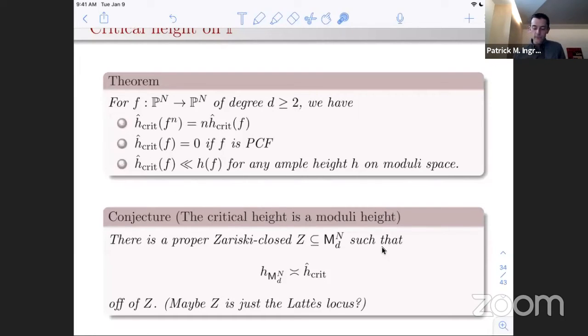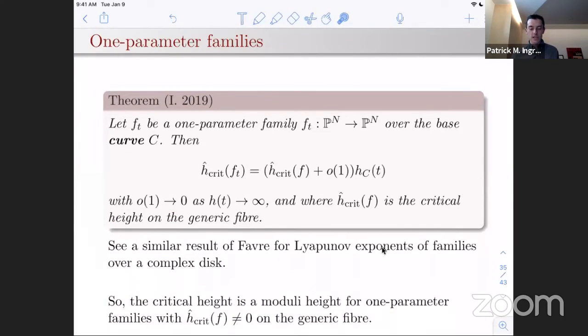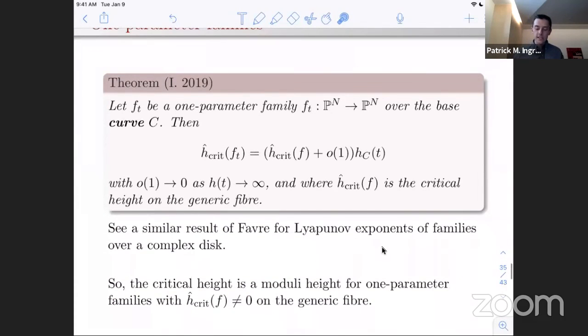But this is sort of a separate question. And maybe I'll say, I'm willing to just request that Z be the natural generalization of lattice examples. But if you want to be more cagey about your conjecture, you can always say an unknown Zariski closed subset. So what I want to do is mention just one or two cases where we can say something about this.